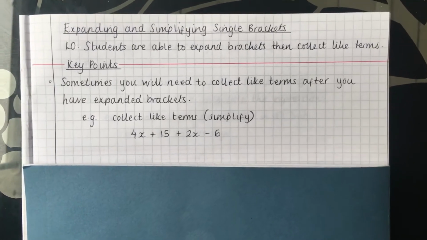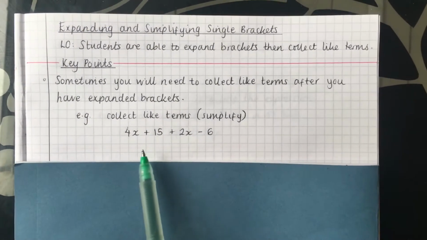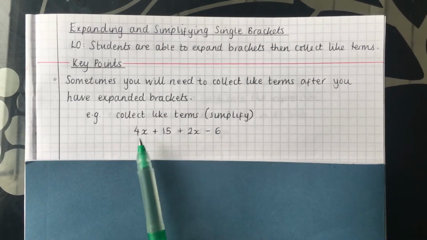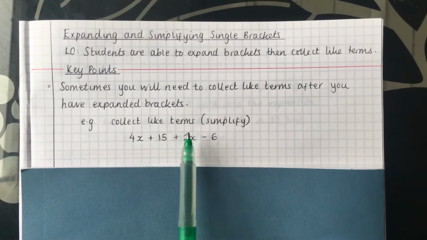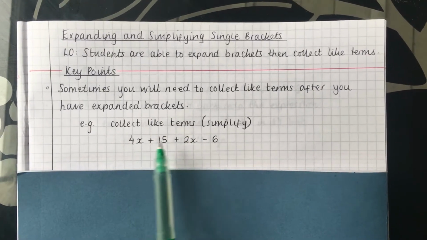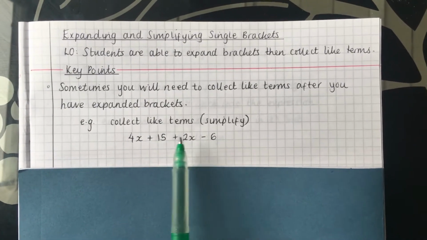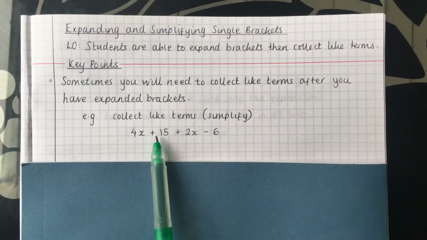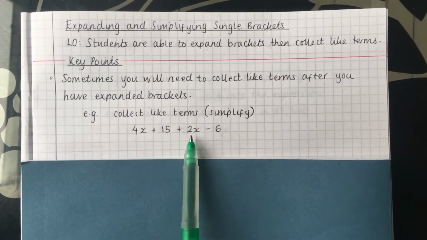Now before we start, I just want to make sure that we're all understanding what I mean by simplify, collecting like terms. So here's an example here. If we had 4x add 15 add 2x minus 6, we could collect like terms by putting the x's together and then by putting the numbers that are on their own together. So when we do that, we need to make sure that we're including and taking into account the operations that are to the left of that term. So each of these are terms.